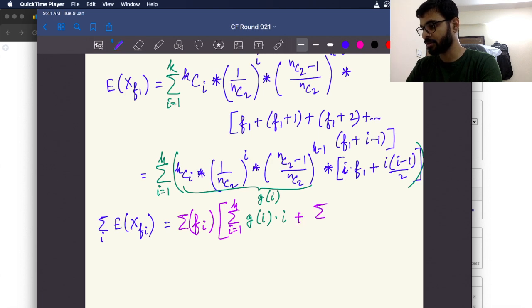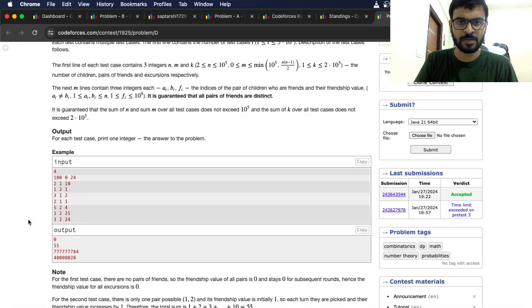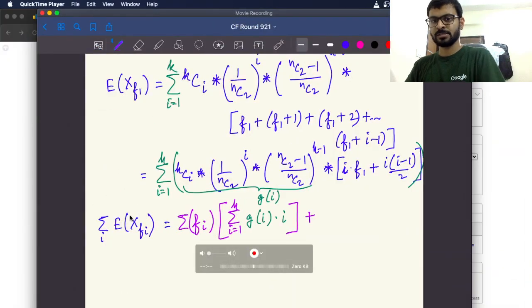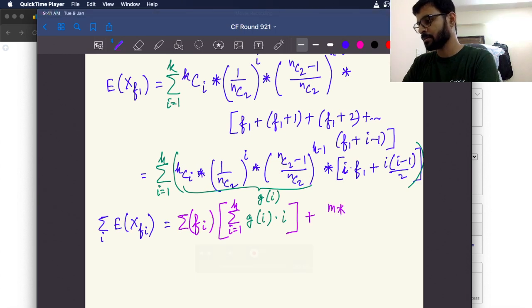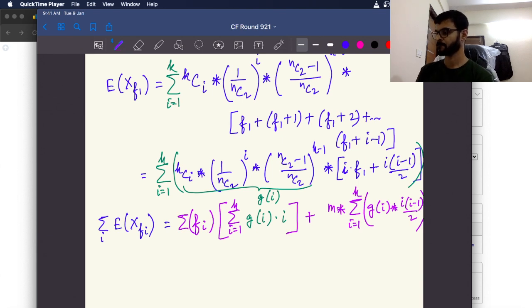plus, this is separate, the summation of fi, for all the pairs this factor will basically be the same. So I can just multiply by m, which is my number of pairs. M is the number of good pairs, if I remember correctly, the number of pairs of friends. So I can say m multiplied by the summation of g i multiplied by i into (i minus 1) by 2, for i equals 1 to k.